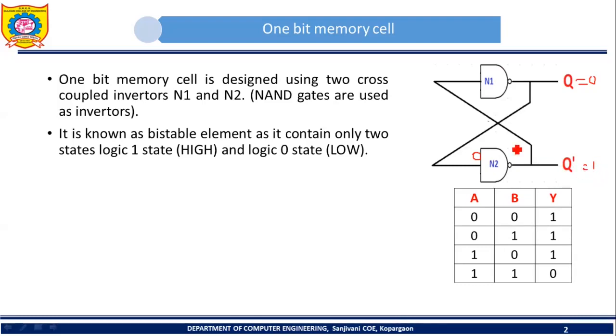Now this Q prime is given as input to N1. So input to N1 will be 1. N1 is also acting as an inverter. So output of N1 will be 0. So we assumed that Q is 0, and after performing analysis of this circuit, again at the end we reach 0. So this confirms our assumption.